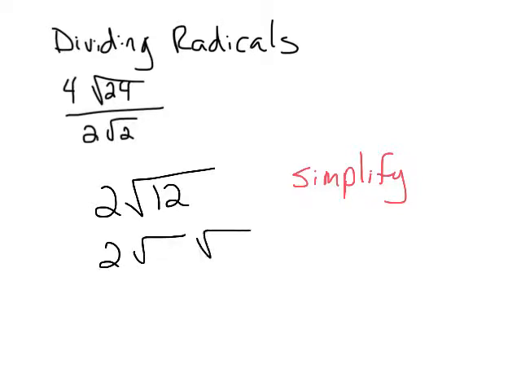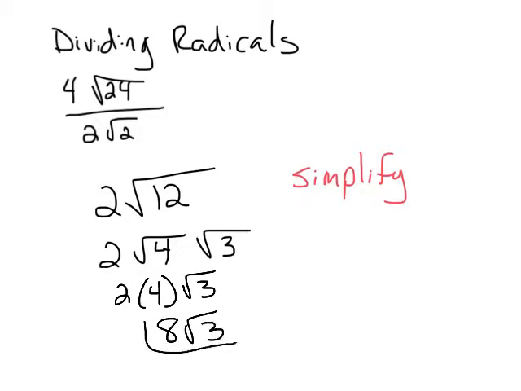So we always factor out the perfect square part. So we put down our two radical symbols. 12 is broken up into a 4 and a 3. And please remember, it's not 6 and 2, because I have to have a perfect square under my first radical sign. And then taking the square root of 4 is 2, and I end up with 8 radical 3.